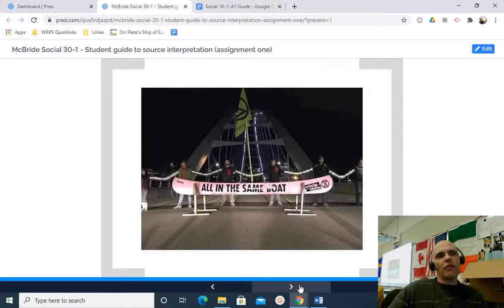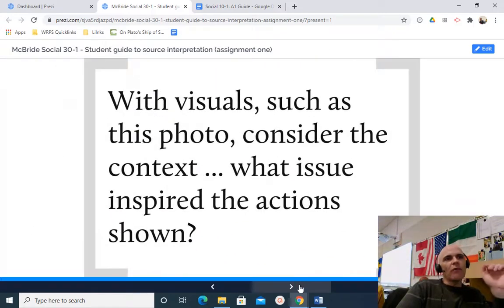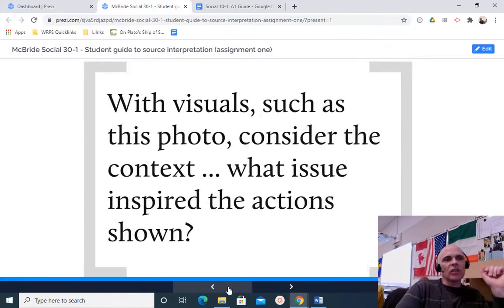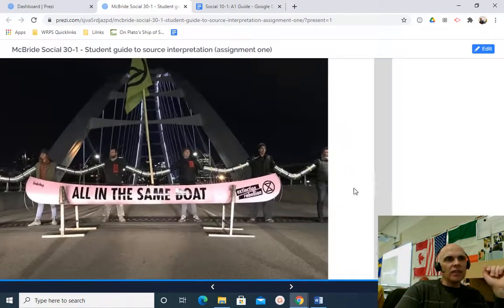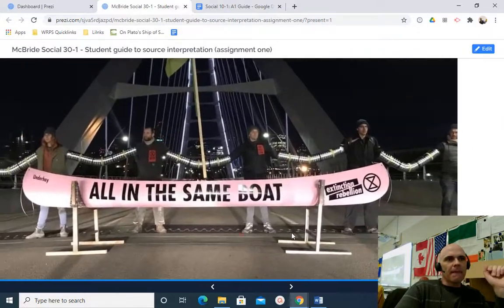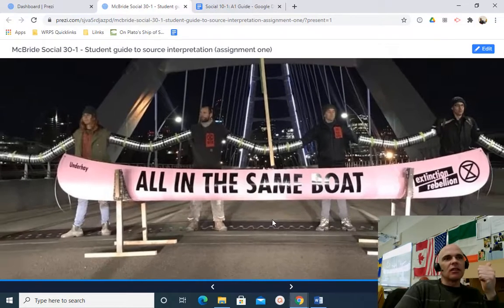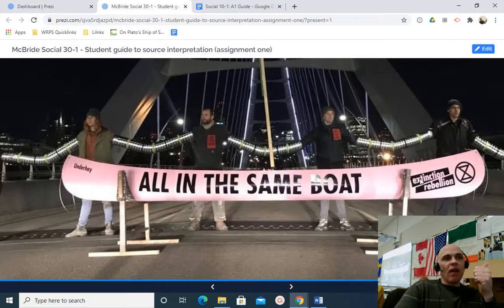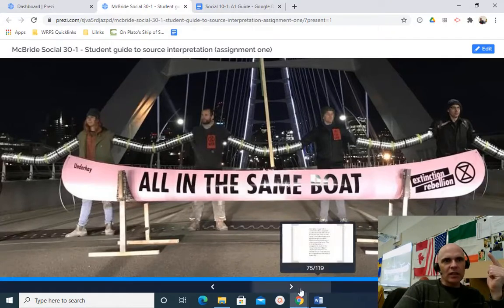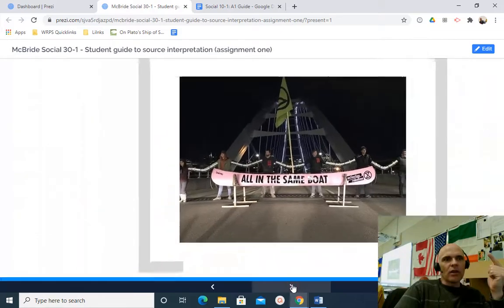What do you do with a photograph, you might say? Well, it's the same as a cartoon, right? It's a visual. So with a photograph, with visuals such as this photo, consider the context. What issue inspired the actions? Now, if I'm testing my students on this photograph, it better not be the first time I've talked about protest in class, or about environmentalism in class as a challenge to liberalism, that whole chapter 12 of Social 30. And I probably would have specifically talked about this protest because it is a rather unique one.